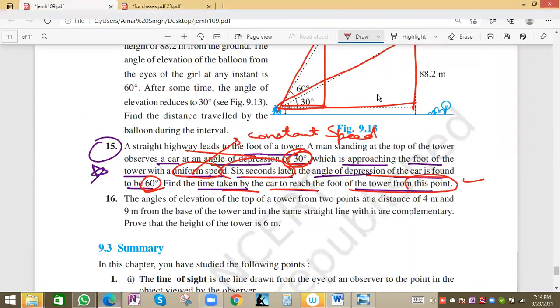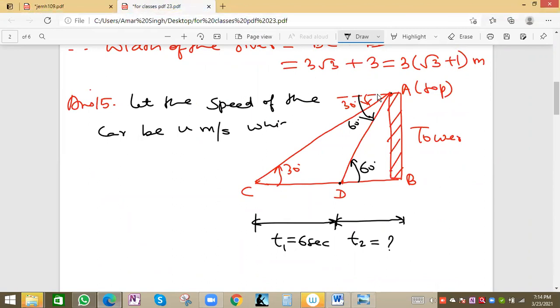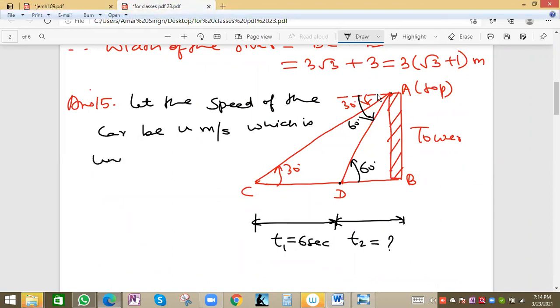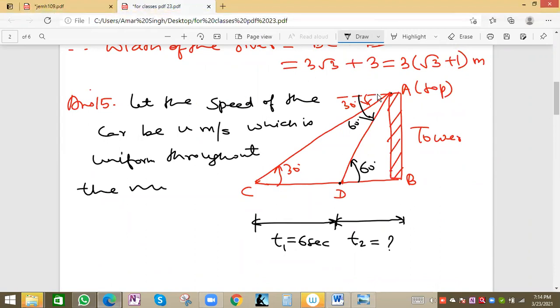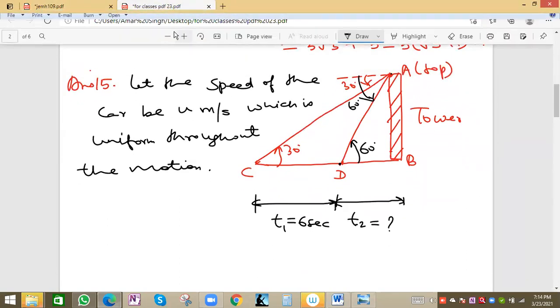Since seconds are used, we'll take meters per second, not kilometers per hour, because meters per second is a good option. Let the speed of the car be u meters per second, which is uniform. Uniform means the same, constant, throughout the motion; it is not changing. Basically, uniform means it is constant throughout the motion.